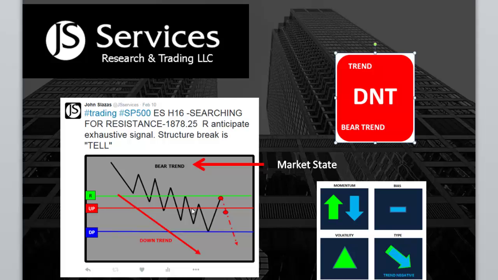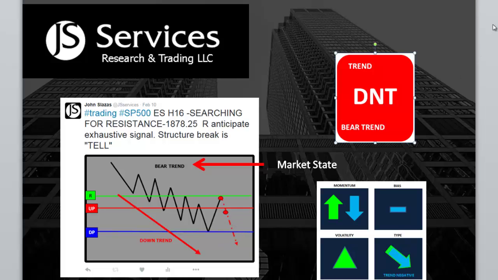If the structure is holding, then we should anticipate the attributes of this market state to hold true and the market to perform to expectation. It doesn't mean that if we're in a bear trend that the market can't have corrective rallies. It's just those are rallies in a bear trend, and we should always anticipate that that trend at any time can resume.